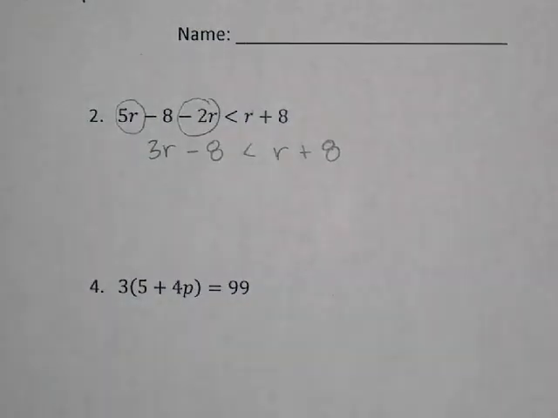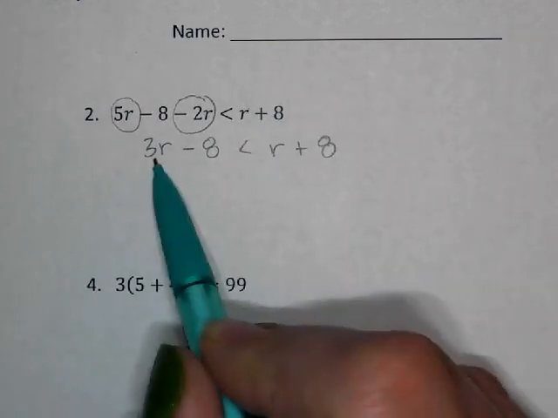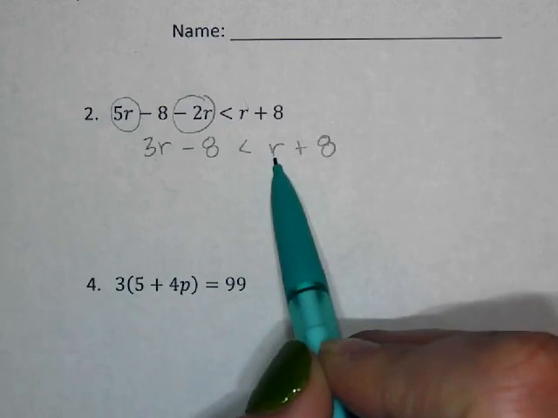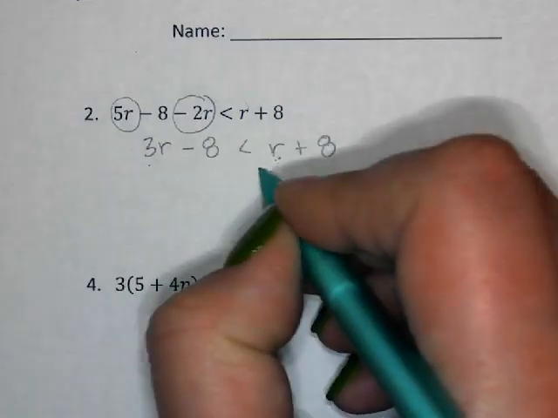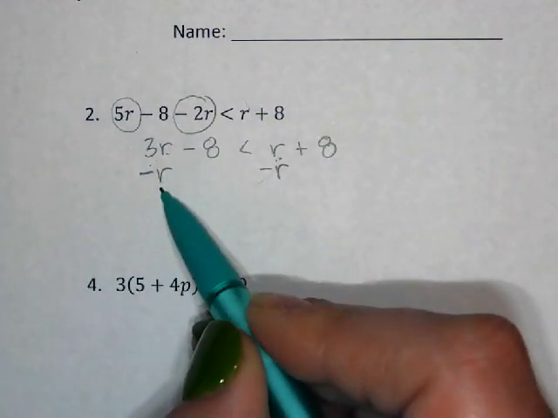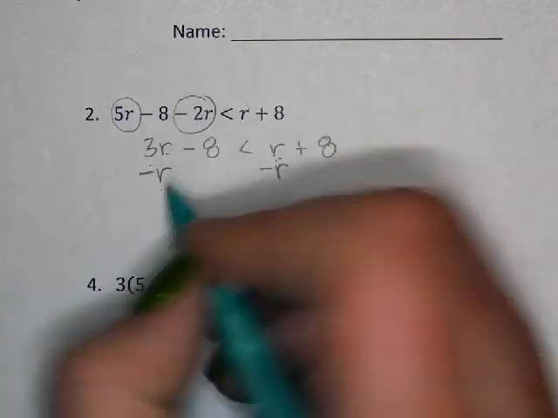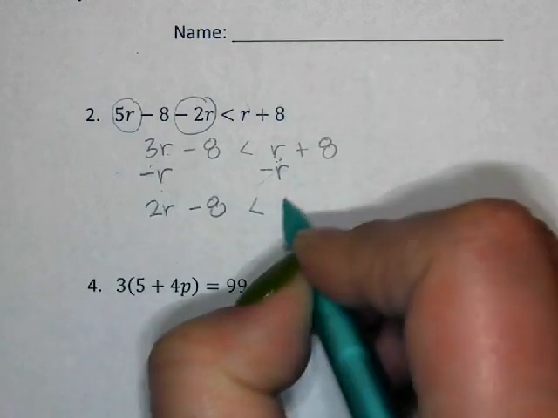And then we need to get all of the r's to one side. So do we want to get all of the r's to the left side, or do we want to get all of the r's to the right side? Left side? Okay, so if we want all of the r's to end up over here, how do we move a positive 1r over to the left side? Subtract it. So we're going to subtract an r, which is the same thing as minusing 1r. So 3r subtract 1r is 2r. So we have 2r minus 8 is less than 8.